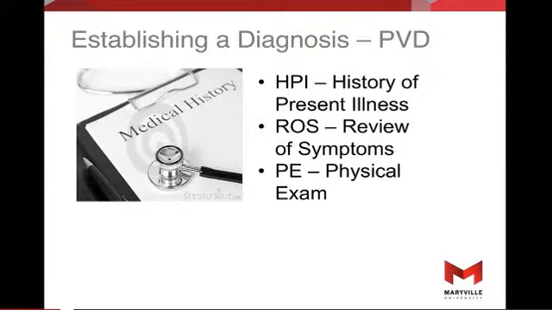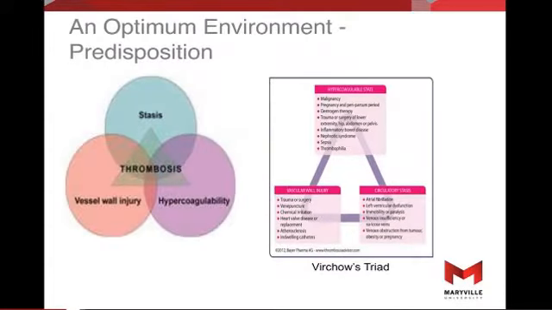So establishing a diagnosis, just like any, really key is getting a good history of present illness, good history of the patient's medical history, a review of systems, and a physical exam. An optimum environment predisposes to thrombosis. Those who have stasis, vessel wall injury, and then a hypercoagulability state lead to thrombosis. So this is just a good kind of imagery to get used to and have a good understanding of that triad of who's at risk.